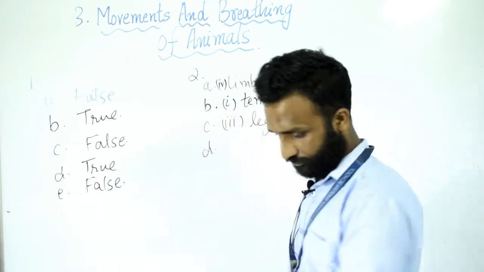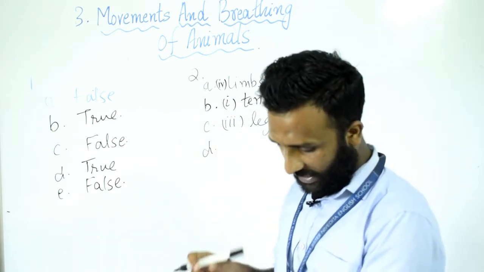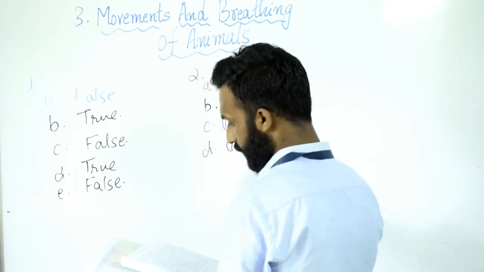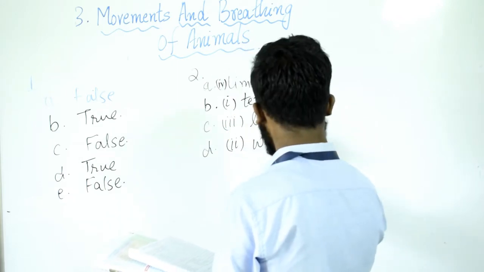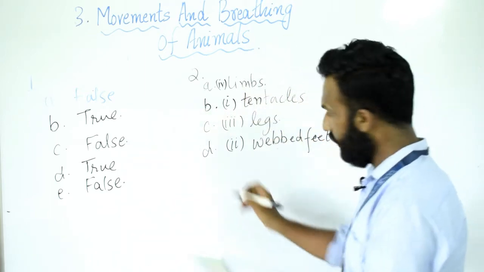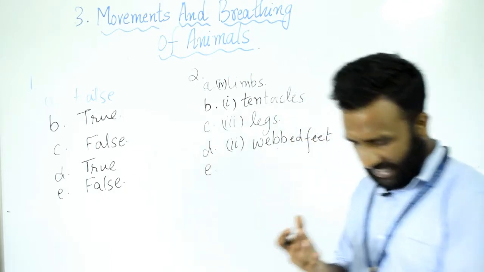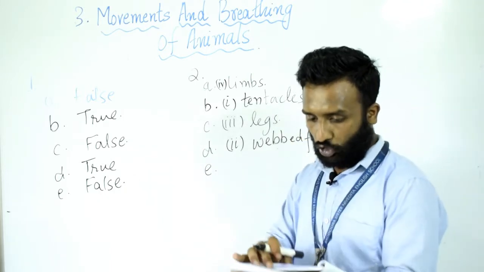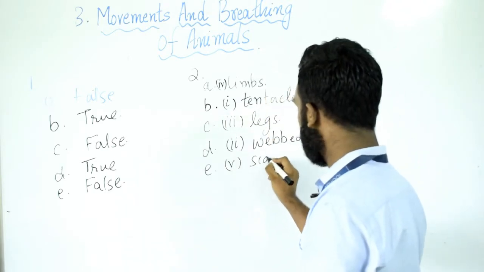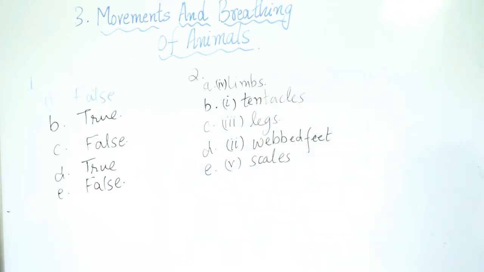Number D now. Number D, frog. What do frogs have? They have webbed feet. So webbed feet is in number 2. Okay. Now E, we have snakes. So the last one which is left, the snakes have in column B, if you see, they have scales. It is in 5. Yes, they have scales. So this is the match the column.